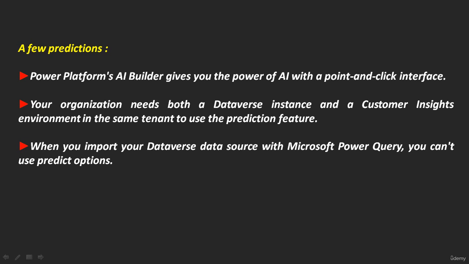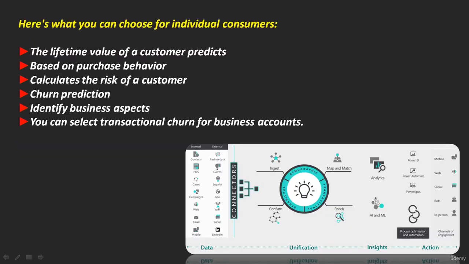Your organization needs both the Dataverse instance and a Customer Insights environment in the same tenant to use the prediction feature. By using the Dataverse connector, Customer Insights needs to be in your Dataverse instance, and when you import your Dataverse data source with Microsoft Power Query, you can't use the predict options. If you want to fine-tune the results after creating a predict model, you can edit it in AI Builder. And this is important: modifying a prediction model created in Customer Insights will require AI Builder licensing, because you can choose from multiple out-of-the-box predictions depending on whether you are targeting individual customers or business accounts.